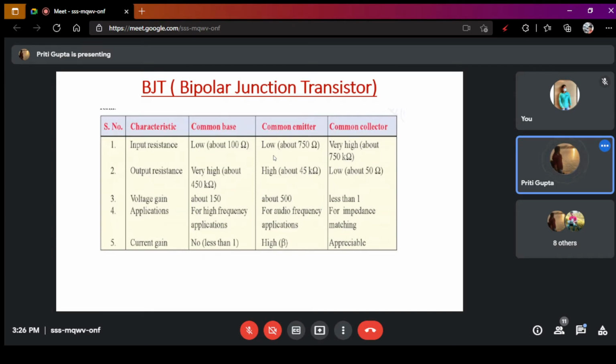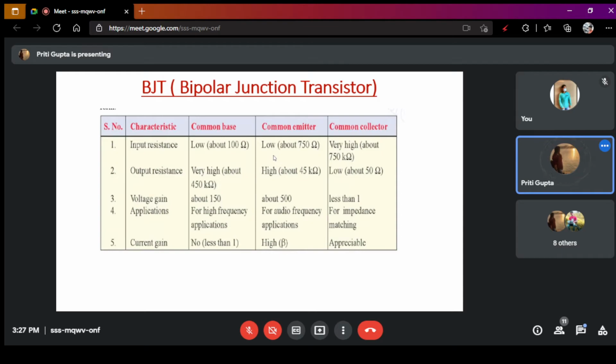Okay. Now voltage gain. Voltage gain is about 150 here. In common emitter, you can see 500. Now we will choose that type of connection where our voltage gain is very high. That is the most requiring aspect. And in CC, it is less than 1. Application: this is for high frequency application, this is for audio frequency applications, and this is for impedance matching, as I told you. And current gain less than 1, here high, and here appreciable.